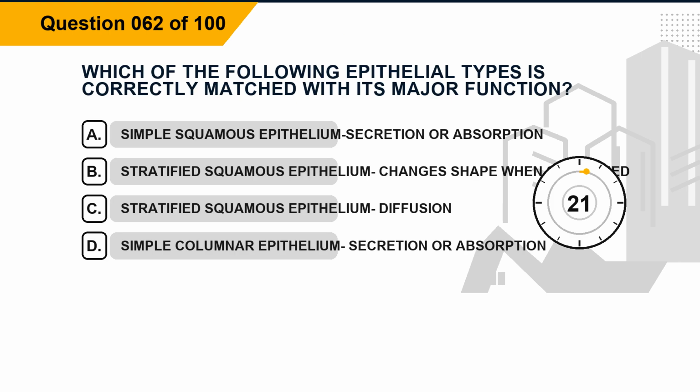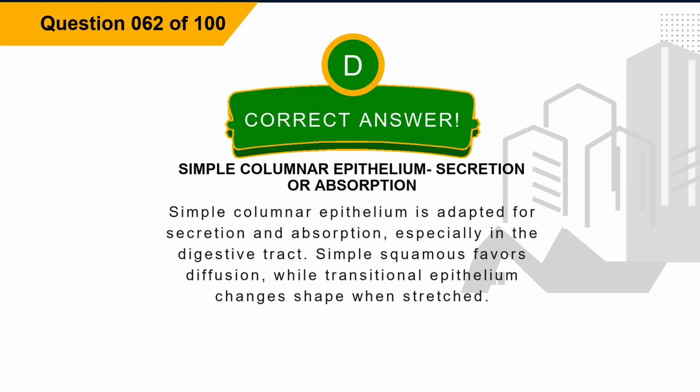Question 62. Which of the following epithelial types is correctly matched with its major function? Option A, simple squamous epithelium, secretion or absorption. Option B, stratified squamous epithelium, changes shape when stretched. Option C, stratified squamous epithelium, diffusion. Option D, simple columnar epithelium, secretion or absorption. The correct answer is option D. Explanation: simple columnar epithelium is adapted for secretion and absorption, especially in the digestive tract. Simple squamous favors diffusion, while transitional epithelium changes shape when stretched.